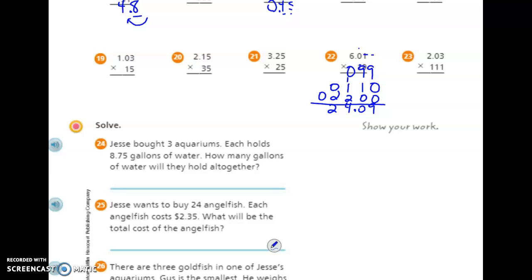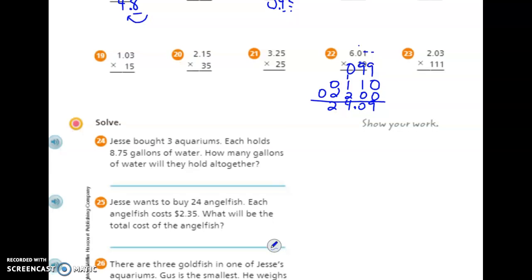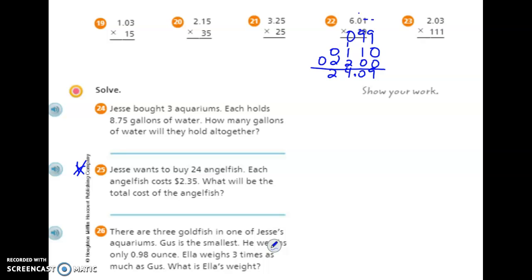Okay? So I'm just going to look at number 25. We're not going to solve it together, but I'm going to show you how to set it up. Jesse wants to buy 24 angelfish. Each angelfish costs $2.35. What will be the total cost of the angelfish? Now, I know you could do that by adding, but do you really want to write down 24 $2.35? If you did, you'd probably get lost somewhere along the way trying to add those up. So we're going to multiply.